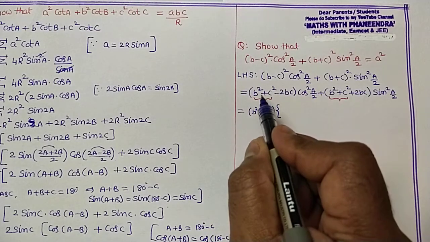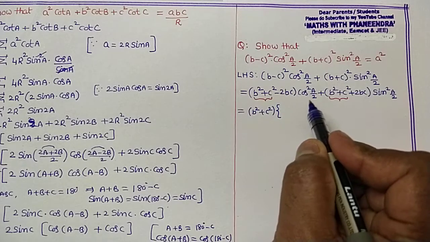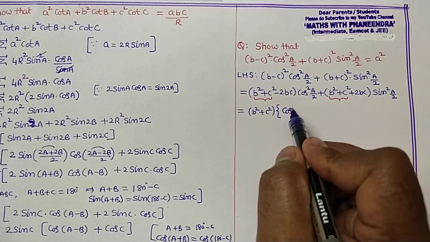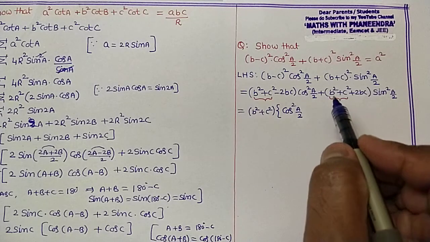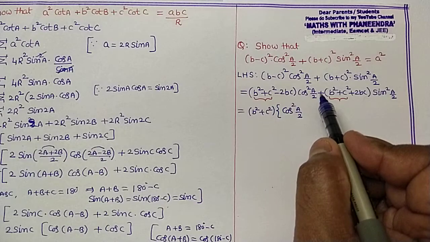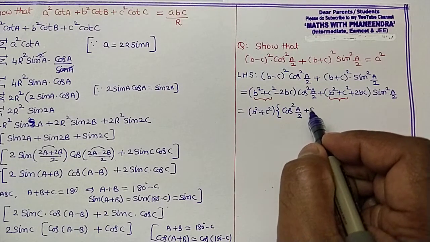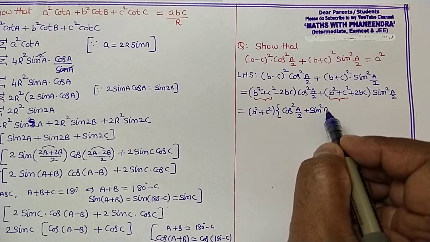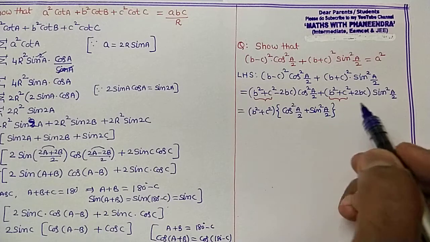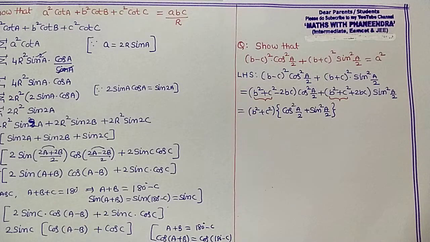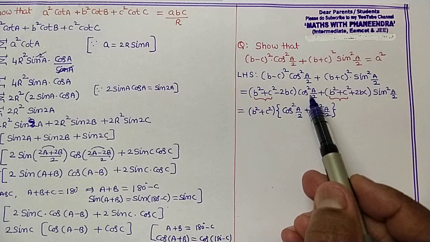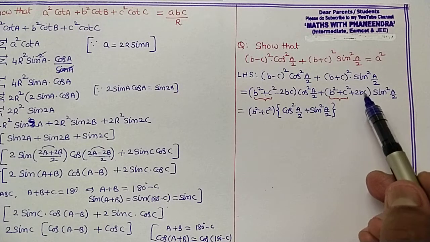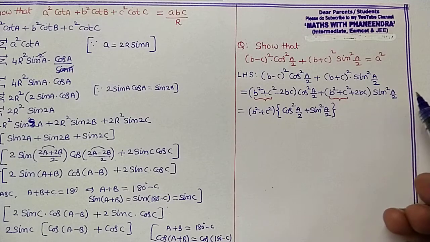So now b square plus c square into, here the coefficient is cos square A by 2 only, no? Cos square A by 2. After that, the coefficient is plus sin square A by 2. Bracket close. The b square plus c square term is completed. Next, what term is there? Here minus 2bc cos square A by 2. Here plus 2bc sin square A by 2.